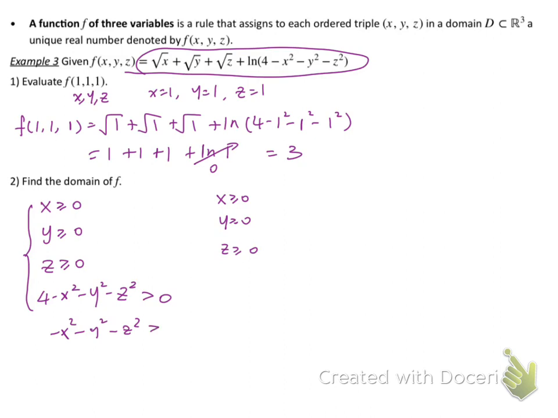I move my 4 to the right-hand side and then divide by negative 1. Okay, so I'm going to have x squared plus y squared plus z squared is less than 4, because when you divide by a negative number, you need to change the sign of the inequality.